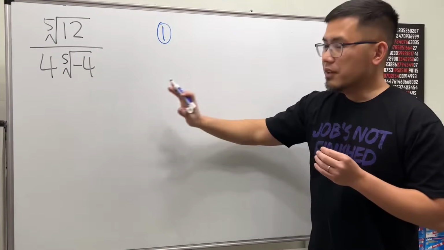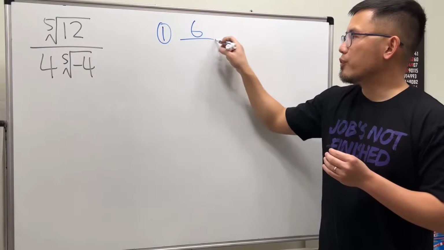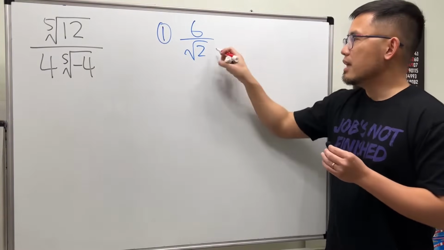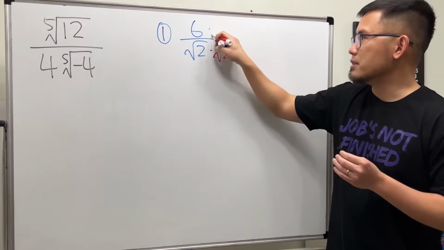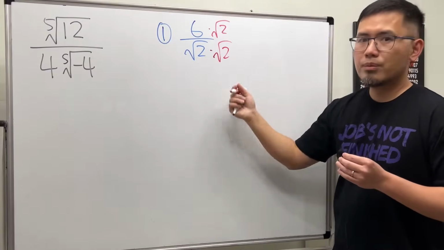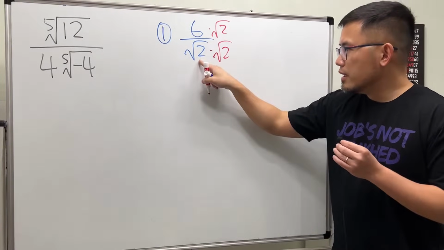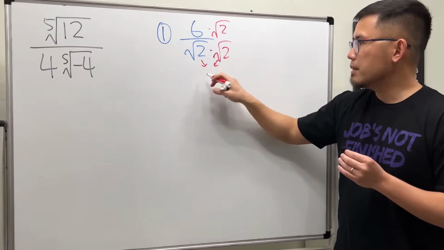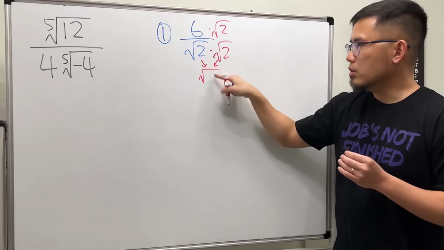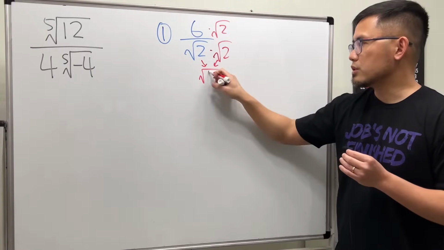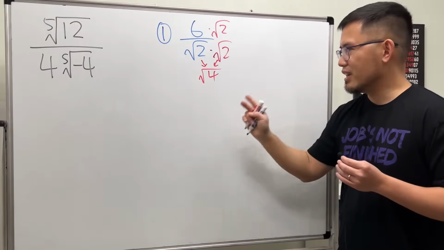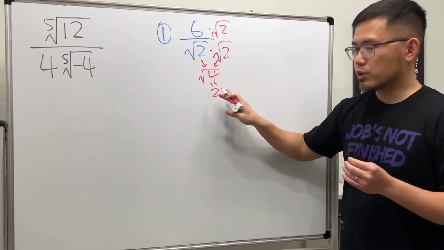First, if the question is 6 over square root of 2, then in this case, yes, you multiply the top and bottom by the same exact radical. Why? Because square root of 2 times square root of 2, we can multiply them, you keep the radical, and then just do 2 times 2, which is 4. And what's square root of 4? It's just a 2, right? Yay. No more square root.